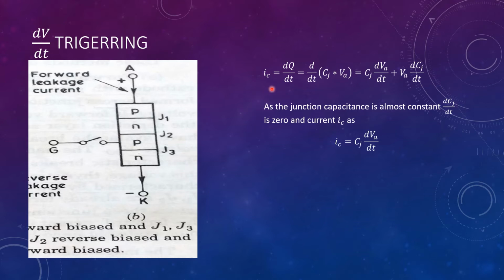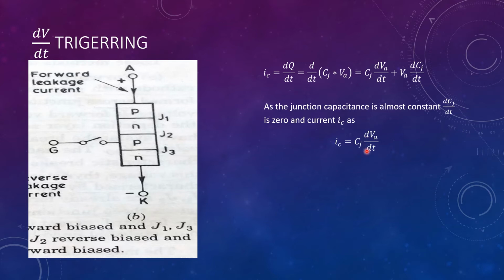The charging current for a capacitor is given by IC is equal to dQ by dt. If we substitute the value for Q as Cj into Va, where Cj is the junction capacitance and Va is the anode to cathode voltage, and suppose we differentiate this term, we will have IC is equal to Cj dVa by dt plus Va dCj by dt. Since the term Cj is constant, dCj by dt is 0 and this term Va dCj by dt will be 0. Therefore, charging current will be given by IC is equal to Cj dVa by dt. The same is written over here, IC is equal to Cj dVa by dt.